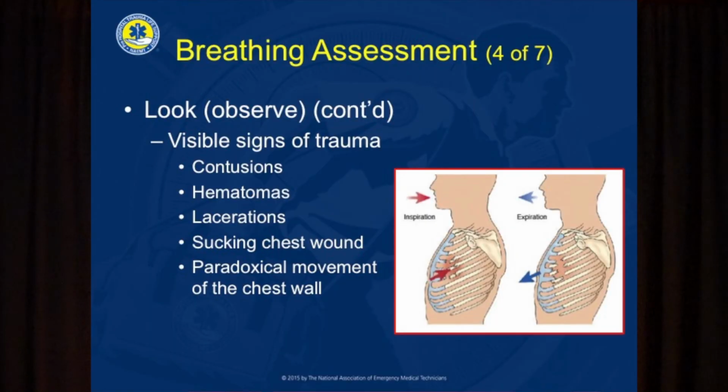We're also going to look to see if we see anything on the chest, such as contusions, hematomas, any lacerations, those sucking chest wounds where you may actually see sucked in or you may see bubbling of blood coming out. Is there paradoxical chest wall movement indicative of a flail chest? Right? Is there unequal chest rise, which may be indication of a pneumo or a tension pneumothorax?